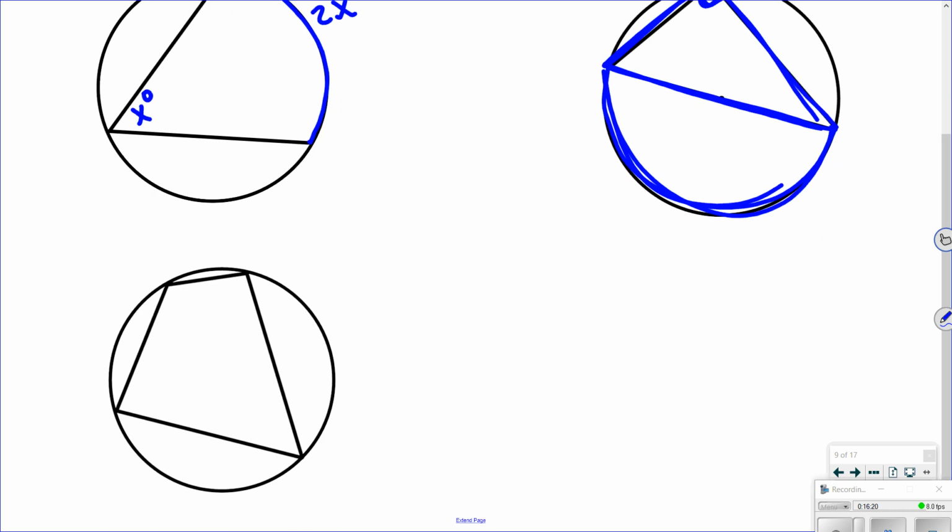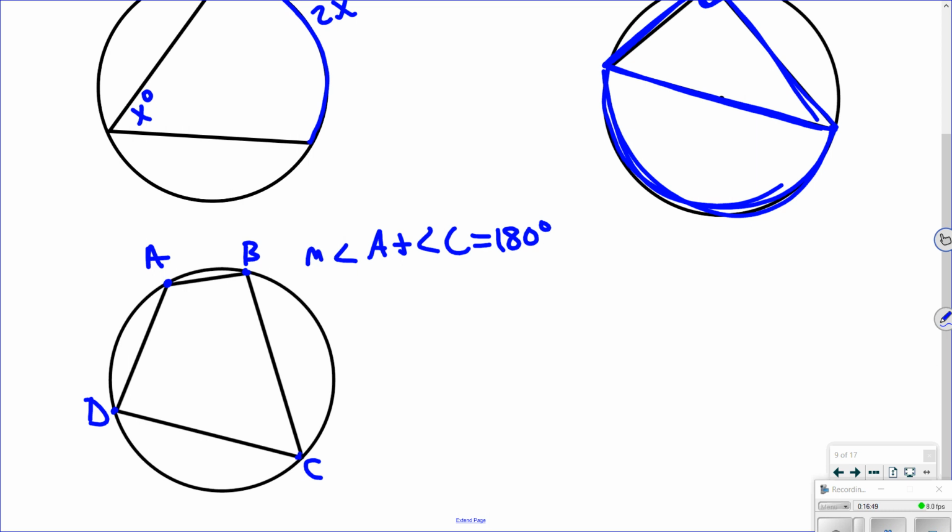The other theorem we went through is this: if you have a polygon, a quadrilateral, inscribed inside of a circle, inscribed means it has to be touching the circle. We talked about how the opposite angles are supplementary. So let's number this off, A, B, C, D. Angle A and angle C, their measures have to add up to be 180 degrees.